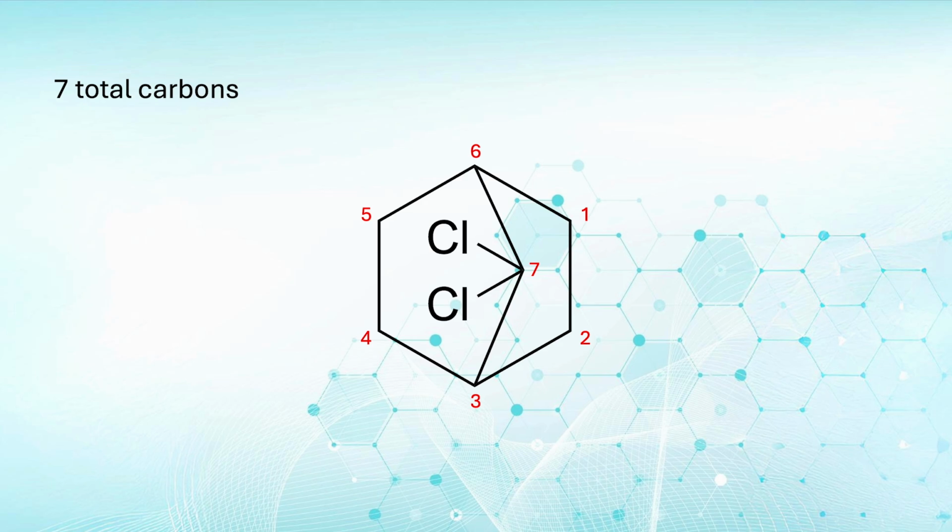Now we put this all together. Bicyclic molecules are named starting with the substituents, so 7,7-dichloro. We then use brackets to indicate the lengths of the bridges, separated by periods and organized longest to shortest. 2.2.1. Finally, we end with the prefix bicyclo and the name that corresponds with the total number of carbons. The full name should be 7,7-dichloro-bicyclo[2.2.1]heptane. Remember that you need to pay attention to the lengths of the bridges first.